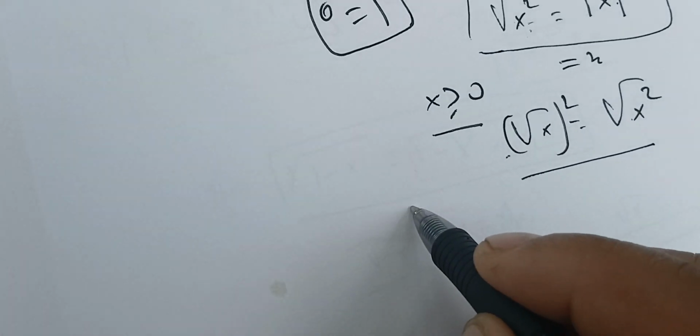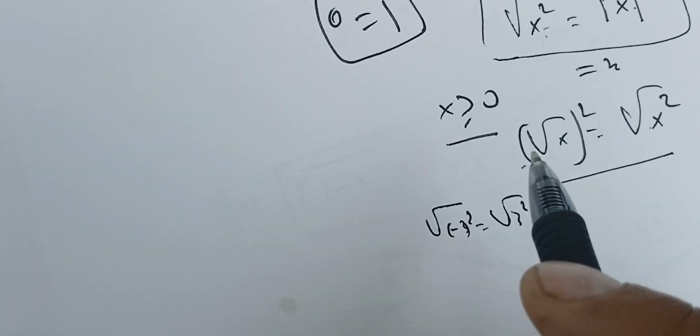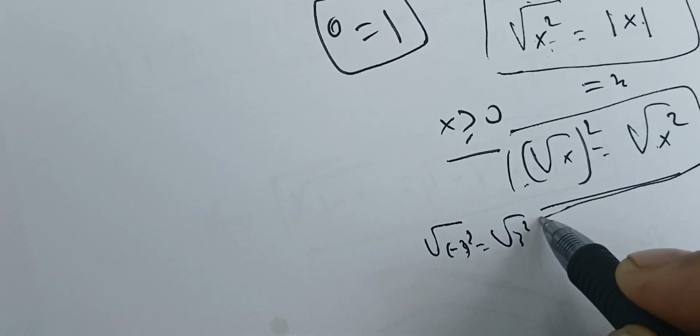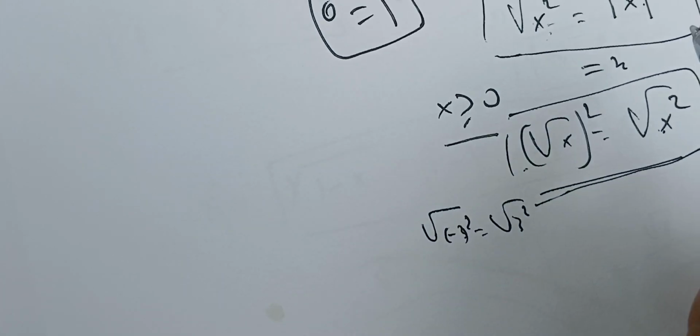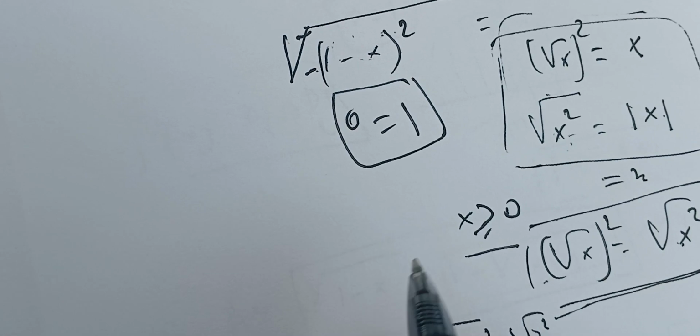Because sometimes you have minus 3 squared, which is 9, which is positive. So this operation is true only when x is positive. So we're going to be careful about that.